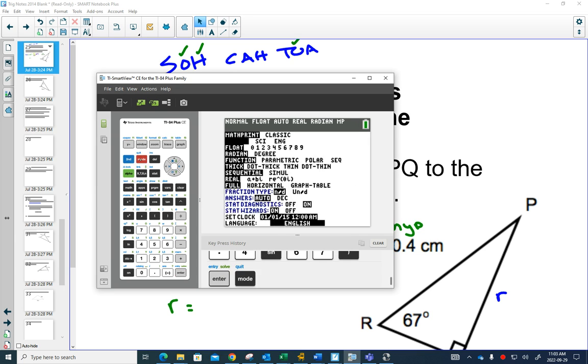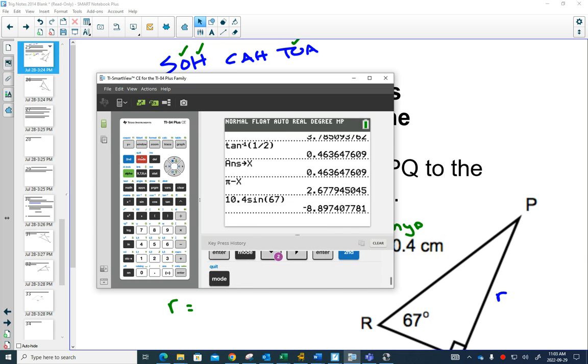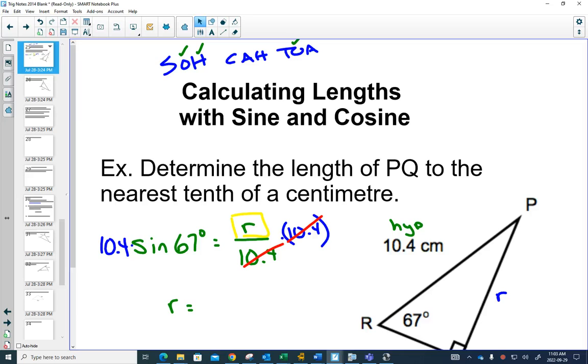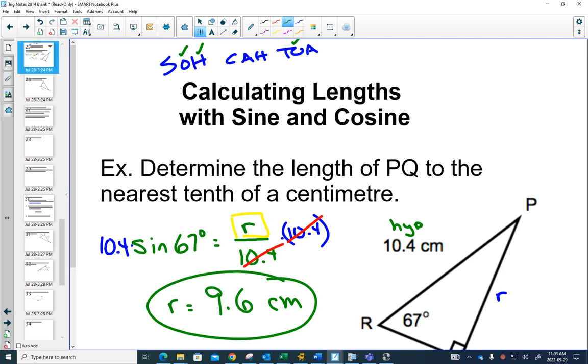So sometimes our calculators get switched out of degrees, especially if you're sharing with an older sibling who's taking grade 12 math, because in grade 12 math we use radians a lot. So now I just have to retype this now that I'm in degrees, and I get 9.57 to the nearest tenth, 9.6, add our units, circle our final answer.